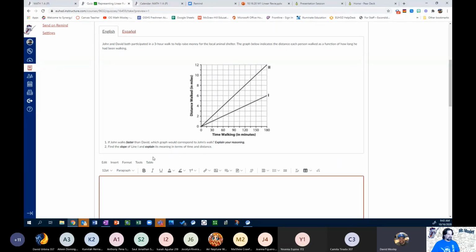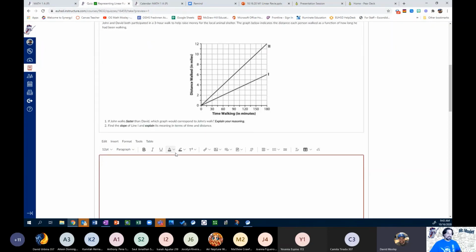That means, based on the slope, for each unit of time, or for however many minutes, how much distance is walked? What does your rule tell you about that? Right, and that's it, that's the problem.